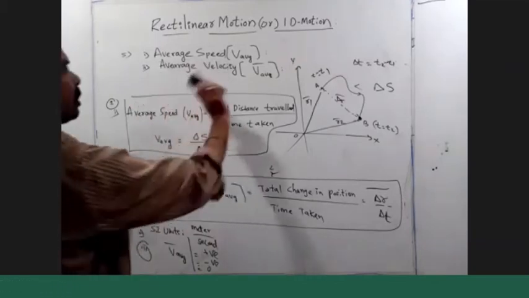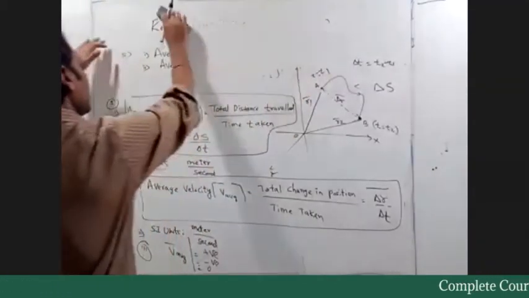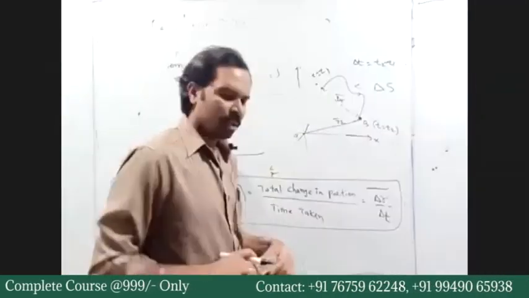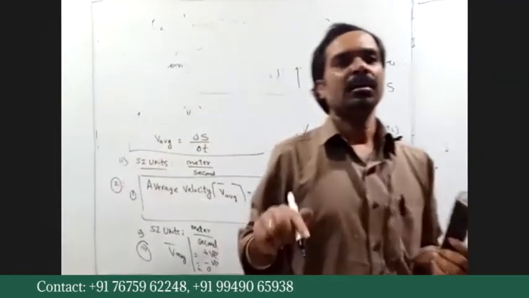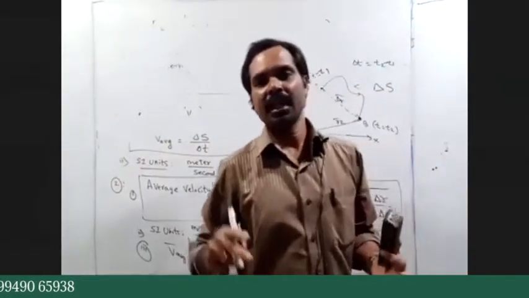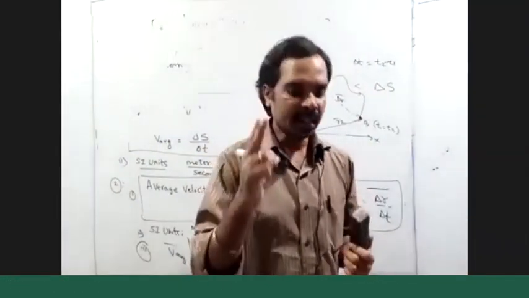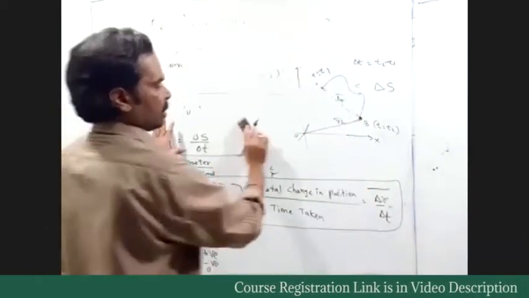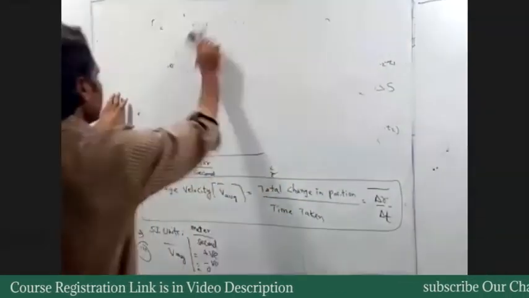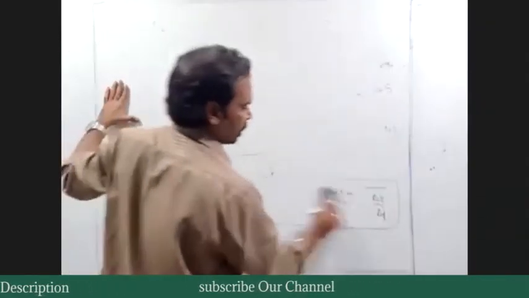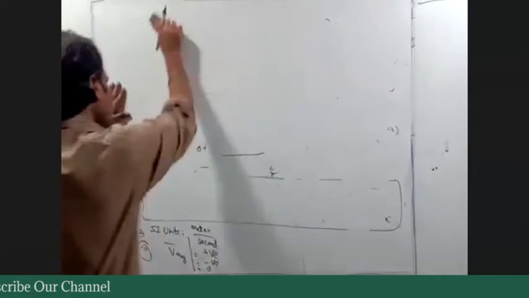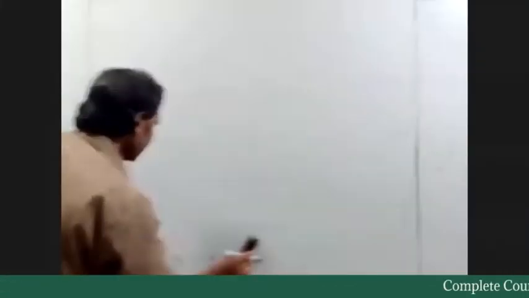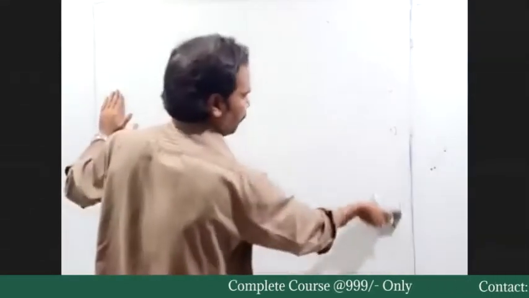Right. So next, now I'm going to give one more important point. All of you remember the main difference between the average speed and average velocity. Second difference, you remember: the average speed is only positive, but average velocity may be positive, may be negative, may be zero. That is the second difference.